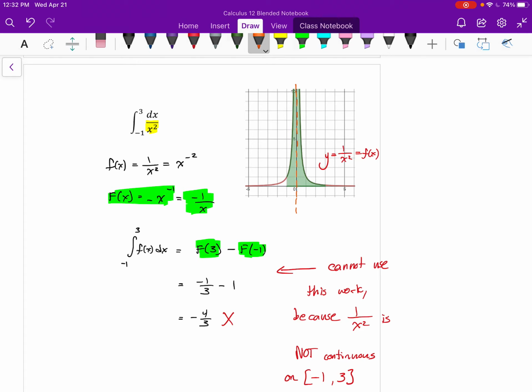And so really, we don't have the tools to answer this yet. But again, the main point of this question was, if we're going to use the fundamental theorem of calculus, the second part, we've got to make sure we're using it properly.